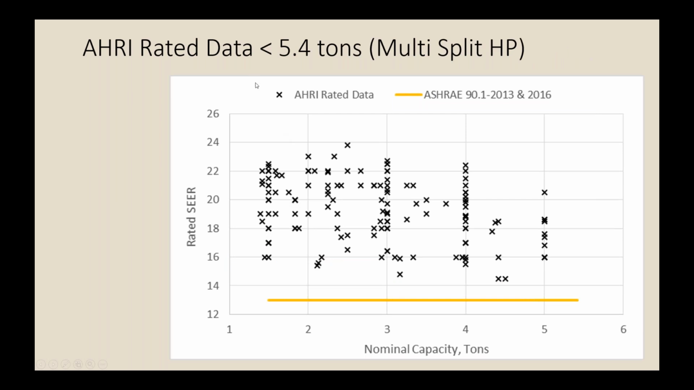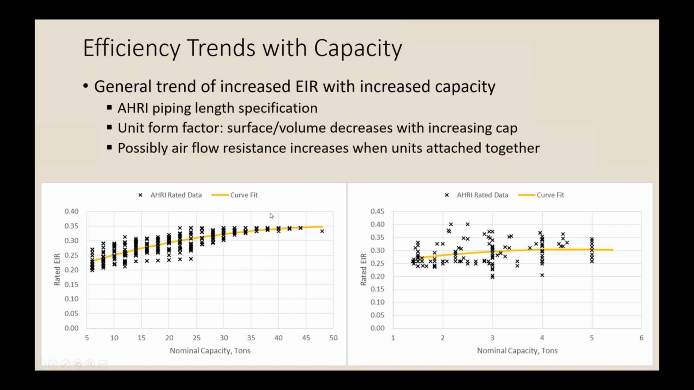So this is a similar chart for small multi-split heat pump units. These are more like small commercial or residential scale units. And there's much less of a trend in this case because there isn't that association with piping lengths that we have with the big units.